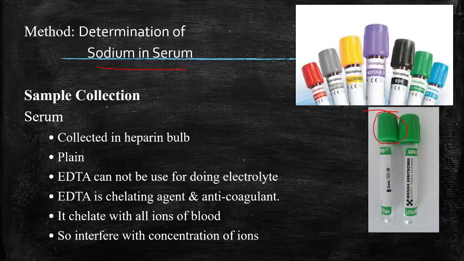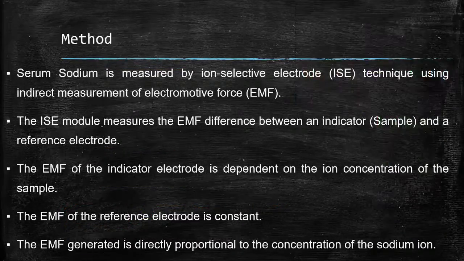The first step is sample collection. Serum should be collected in a heparin vacutainer or bulb. Here EDTA cannot be used, because EDTA is a chelating agent and an anticoagulant, but still it cannot be used because it chelates with the ions that are present in the blood, and it will give a false result. Okay.